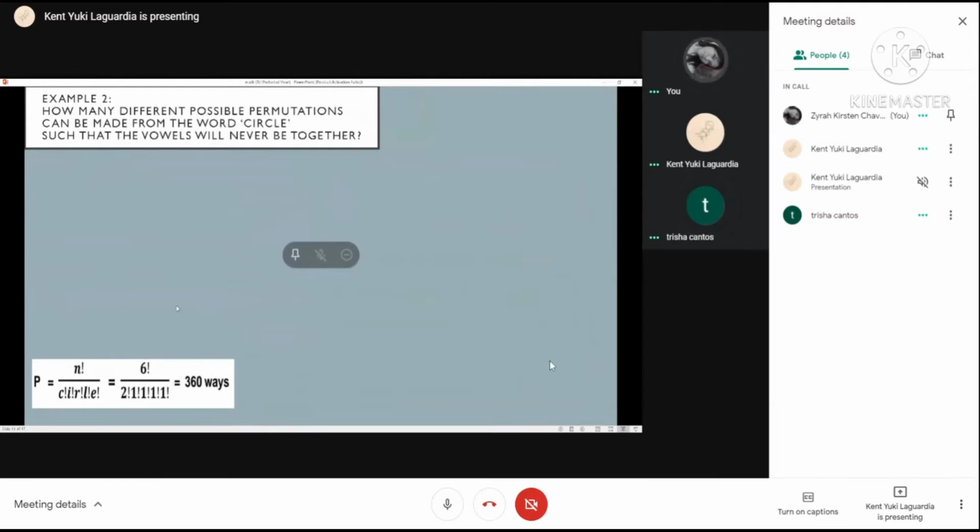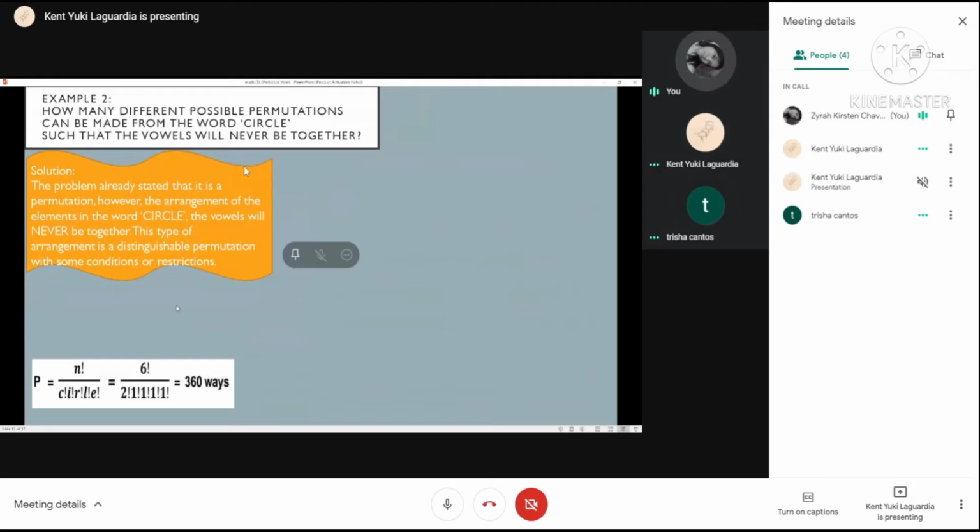Example number 2. How many different possible permutations can be made from the word circle such that the vowels will never be together? Solution. The problem already stated that it is a permutation. However, in the arrangement of the elements in the word circle, the vowels will never be together. This type of arrangement is a distinguishable permutation with some conditions or restrictions.